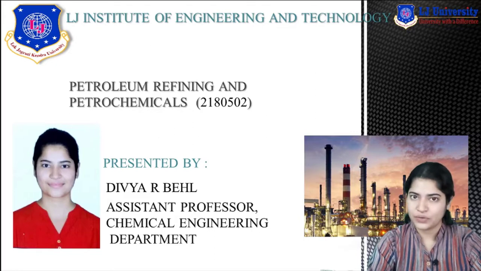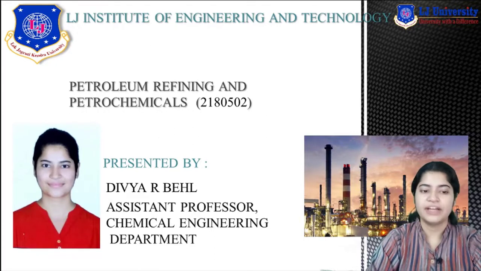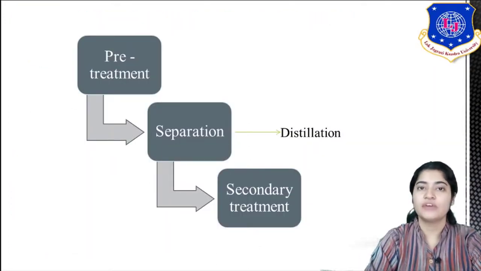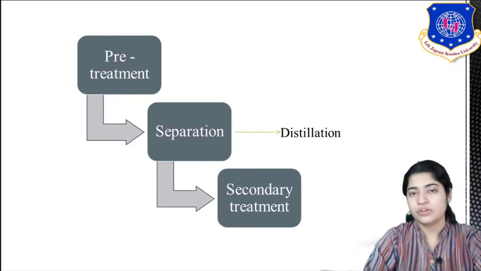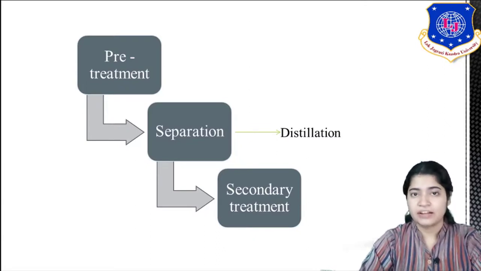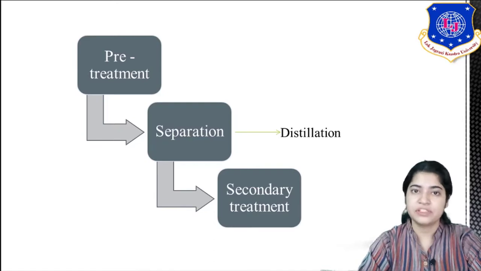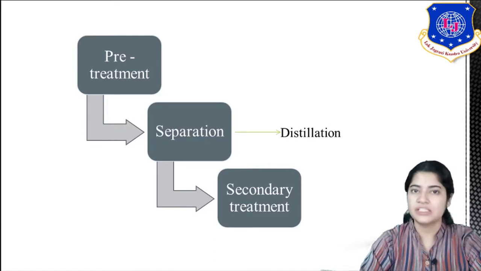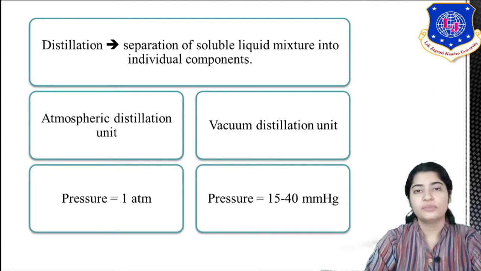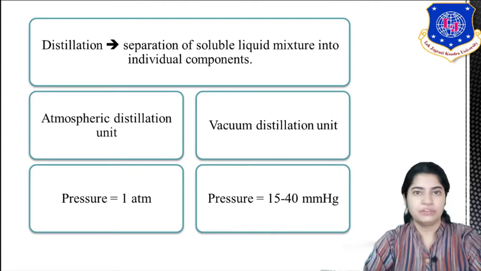The subject that we are going to continue is petroleum refining and petrochemicals. So moving forward, in this lecture we will discuss separation, how separation of your crude is done into various fractions. Based on the volatility difference, separation occurs. The mass transfer operation involved for separation here is distillation. Distillation is the separation of a soluble liquid mixture into individual components.